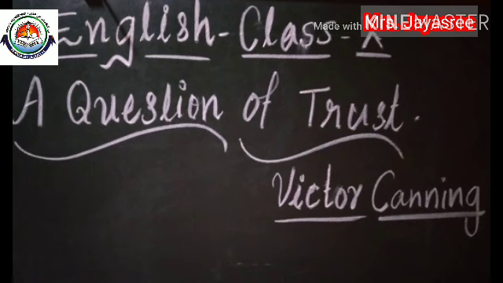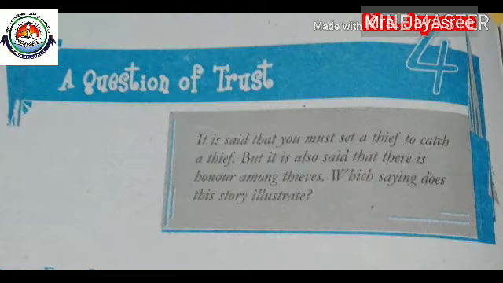Before starting the lesson, we'll have an overview of the narrator Victor Canning. Actually, Victor Canning was a very famous English novelist who wrote a lot of short stories also. The story which we are learning now, A Question of Trust, is one of his famous short stories. Now let's go with the lesson. A Question of Trust by Victor Canning.